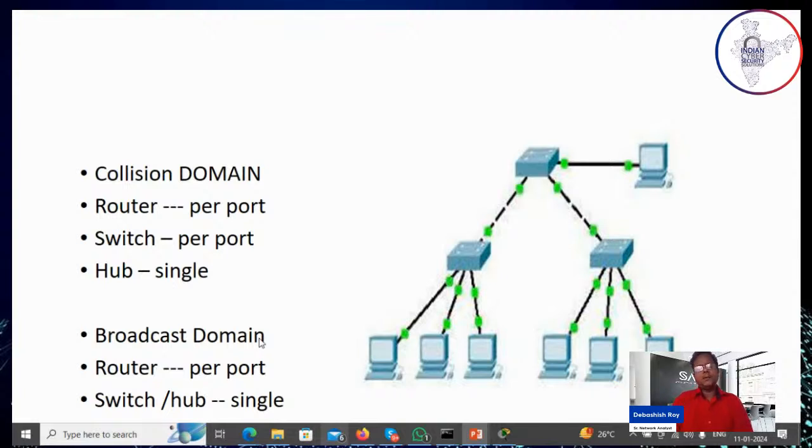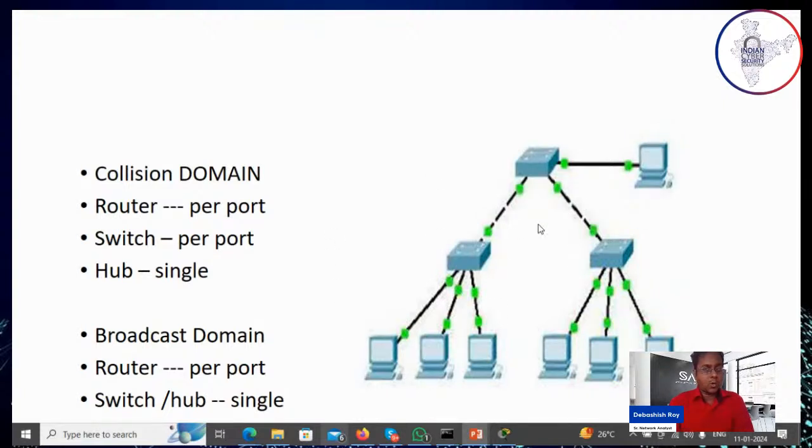As we know, in any network, you will have some collisions. Definitely, it is not possible to create a network that is totally collision free. In any Ethernet segment, definitely there will be some collisions, but we can limit the collisions. Now here, in this case, router and switches, you have per port. These ports are the collision domain.